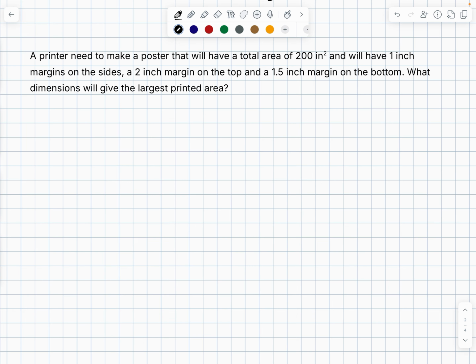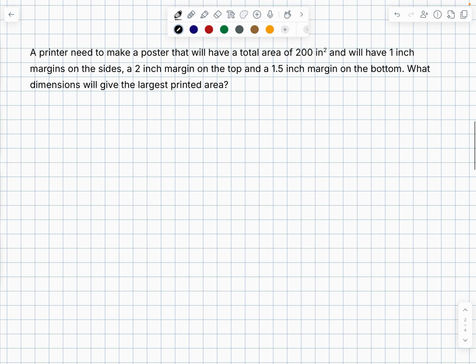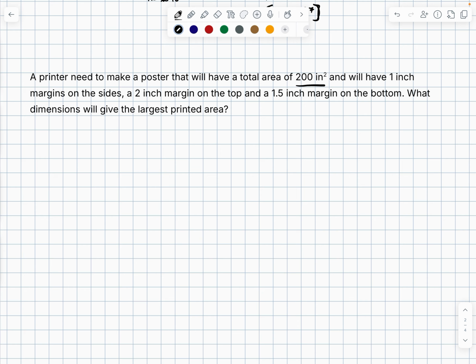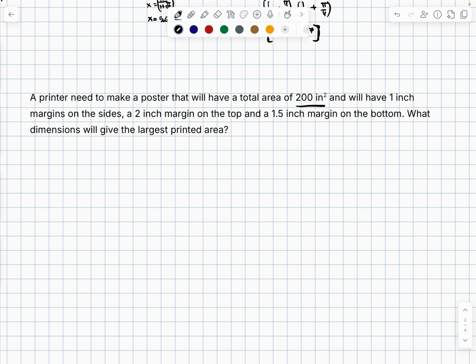Okay, now we're going to be covering our second question. So the second question is saying a printer needs to make a poster that will have a total area of 200 inches squared and will have 1 inch margins on the side and 2 inch margins on the top and 1.5 inch margins at the bottom. What dimensions will give the largest printed area? So we're maximizing area again here. So let's make a diagram and then we'll get to our equations.